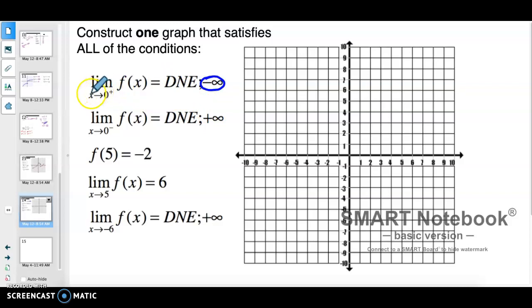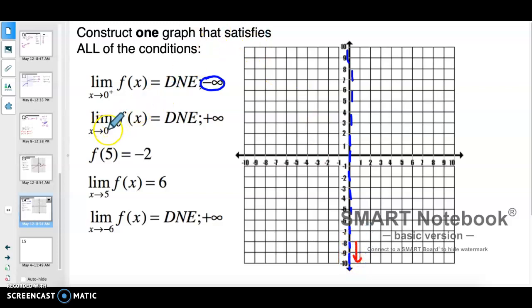an asymptote. So as x approaches 0 from the right, it's not going to exist and it's going to go to negative infinity. So what that tells me is at x is 0, I'm going to have an asymptote. So I'm going to draw an asymptote along here. And because our function is saying as x approaches 0 from the right, it goes to negative infinity, as I'm approaching this from the right, I'm going to draw an arrow going down to negative infinity to remind myself that it's going down forever.